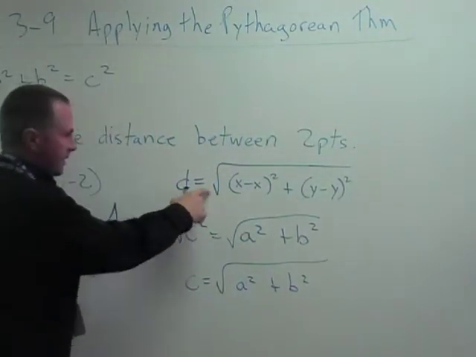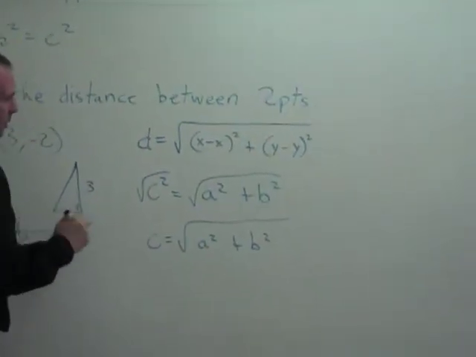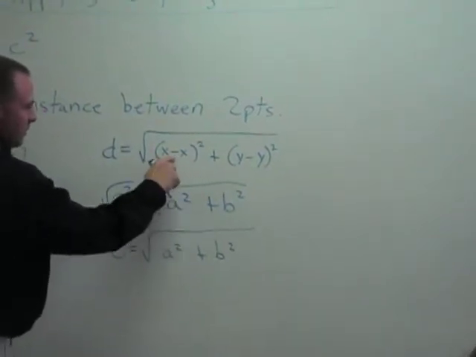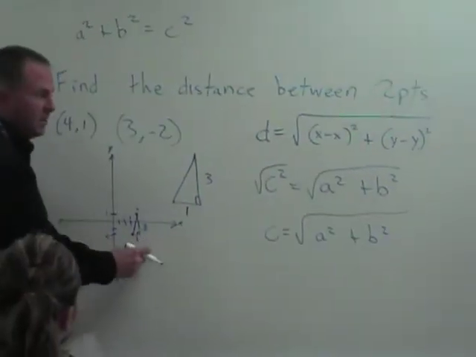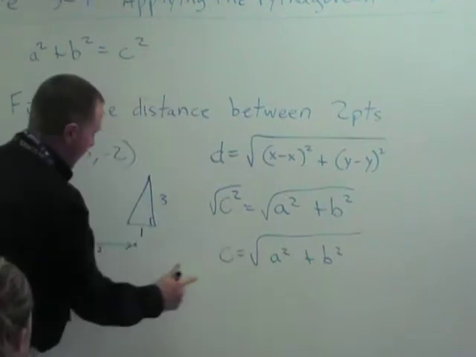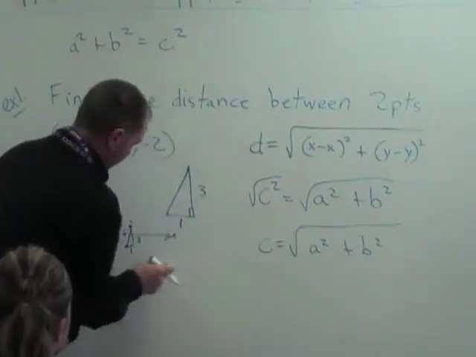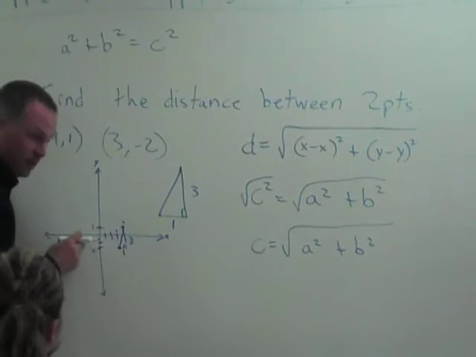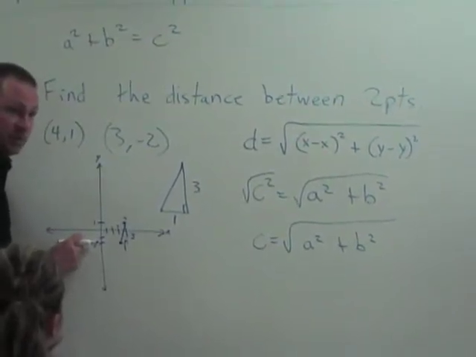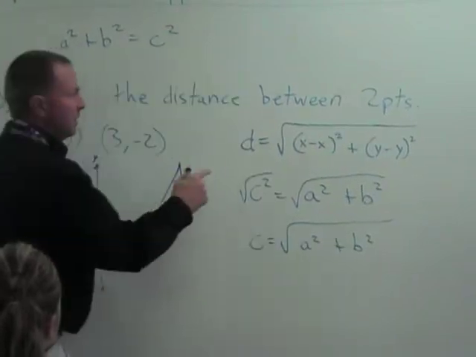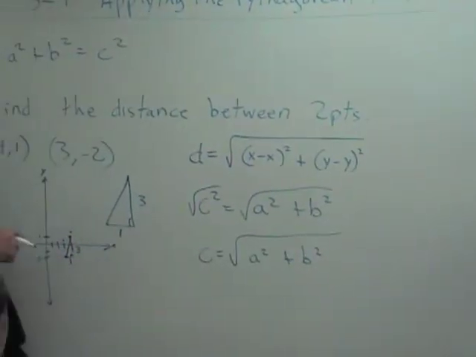So this looks an awful lot like the distance formula. Well, a squared really is the change in your x's. Because how did we get 1? We took 4 minus 3, didn't we? We took the difference of your x's. So that's really what the a squared is. How do I get b? It's the difference of my y's. 1 minus a negative 2 gives me 3, doesn't it? Yeah.